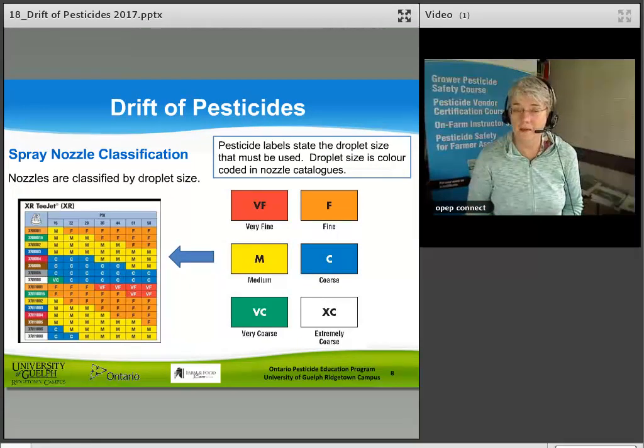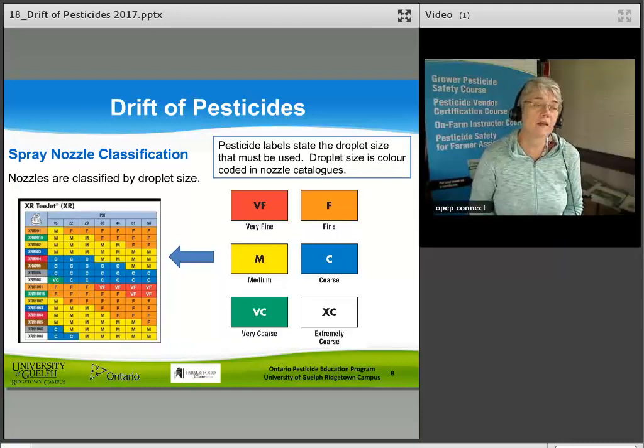Now, we'll talk a little bit about the spray nozzle classification. On the right-hand side, you'll see the colors and the categories of droplets from nozzles. So we go from very fine, fine, medium, coarse, very coarse, extremely coarse. And now we even have ultra coarse nozzles. And they are color coded to what's in the catalog. So you can look aside and see a depiction of the catalog there.